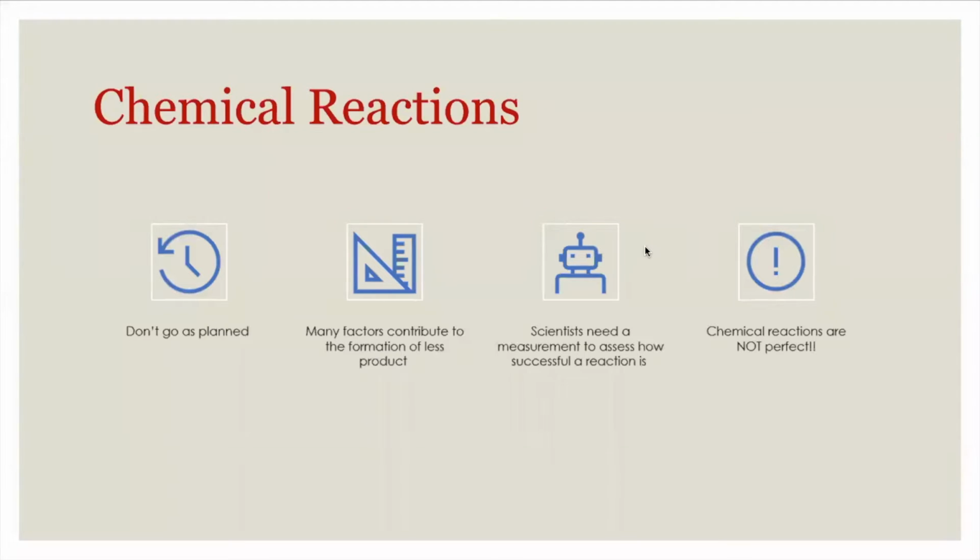So to begin, chemical reactions in the real world don't always go as planned on paper, right? In the course of an experiment, many things will contribute to the formation of less product than would be predicted. Besides spills and other experimental errors, there are usually losses due to incomplete reactions and undesirable side reactions. Chemists need a measurement that indicates how successful a reaction has been. This measurement is called the percent yield.